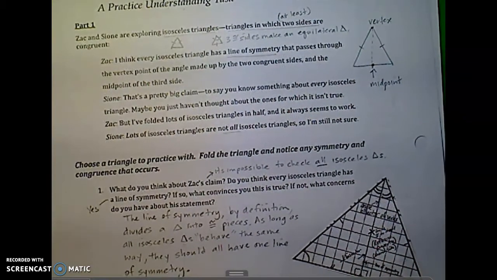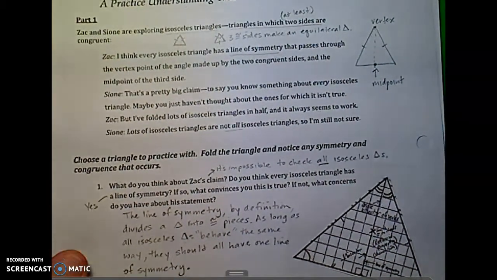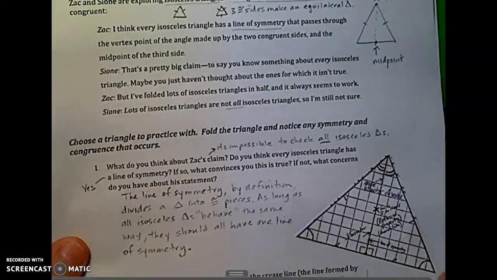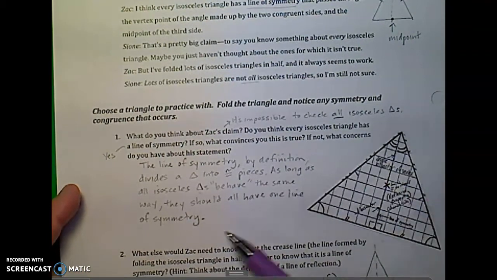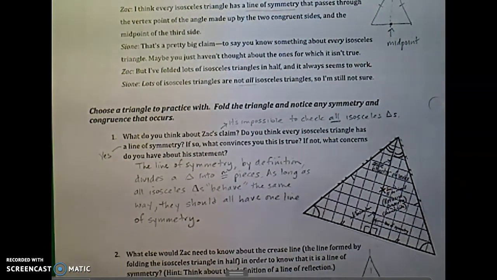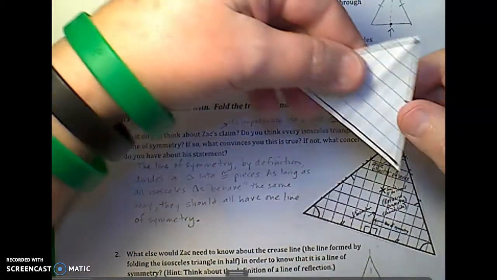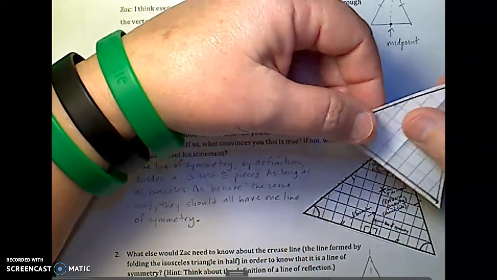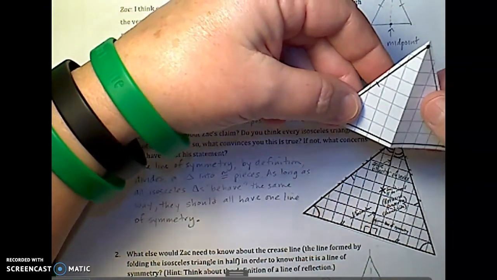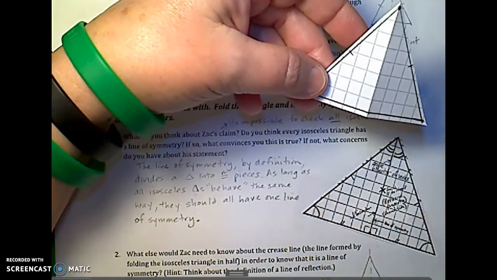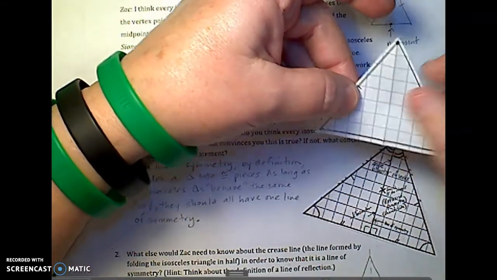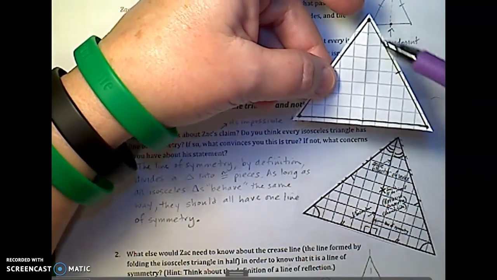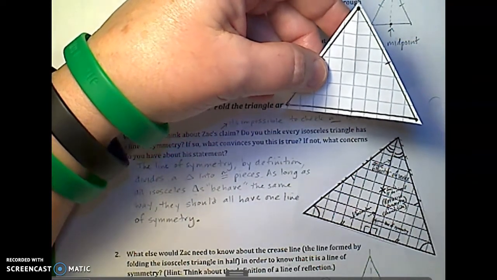So it's impossible to check all triangles, but every isosceles triangle does have this line of symmetry that we're talking about. The line of symmetry by definition does cut the isosceles triangle into two congruent pieces, or it cuts it exactly in half. As long as all isosceles triangles would behave in the same way, then that's what's going to happen. And there's no reason to believe that any other isosceles triangle wouldn't behave in that same way, whether it's acute or obtuse or right.